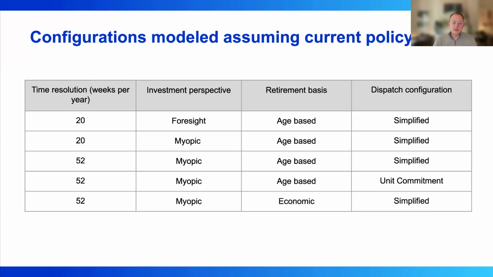Third, we looked at the logic or the basis for retirement decisions, whether those are simply age-based or if those have economic retirement decisions. And finally, we looked at kind of dispatch configuration. So when we're modeling thermal generators, are we doing full unit commitment or are we doing a highly simplified version? So next slide, please.